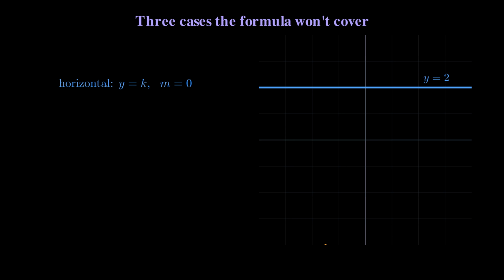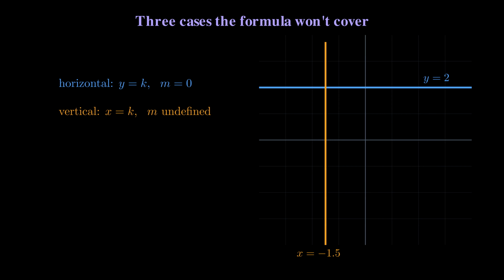A vertical line is the awkward one. Its run is 0, so rise over run divides by 0. The gradient is undefined, and you simply cannot write it as y = mx + c. Instead, its equation is x equals a constant. Here, x = -1.5. If an exam line is vertical, don't fight the formula. Just write x equals something.